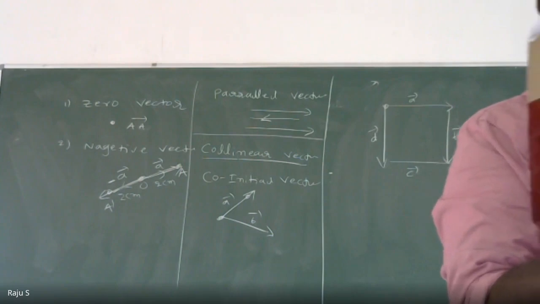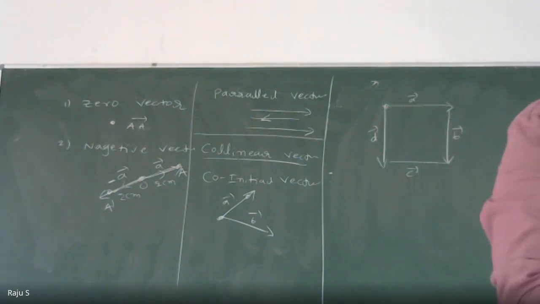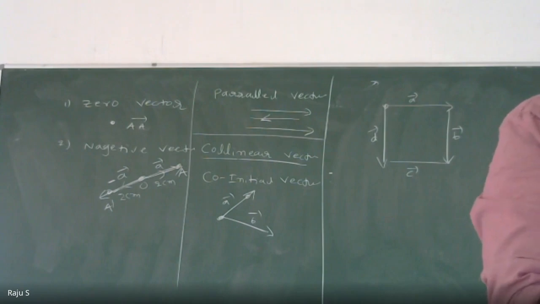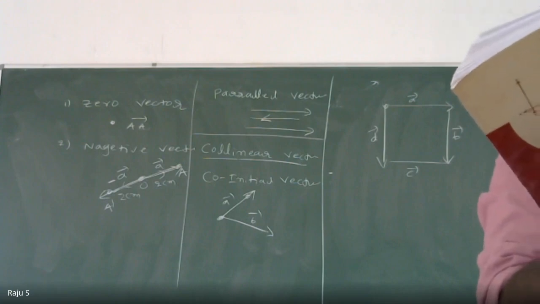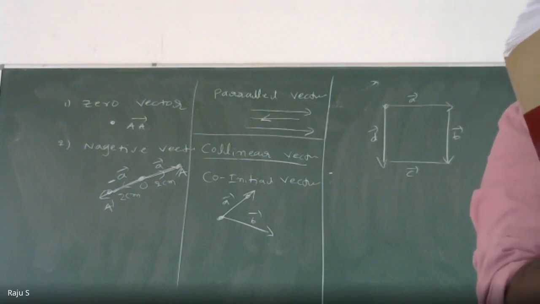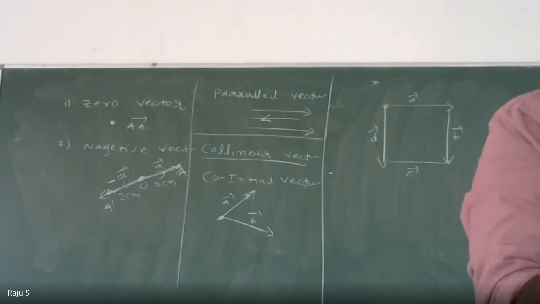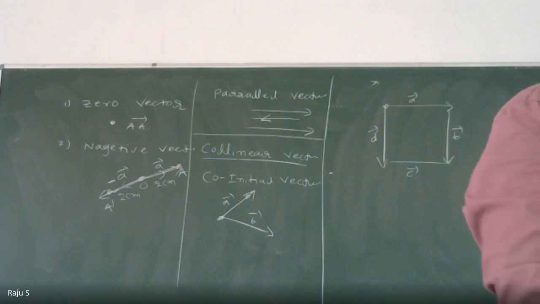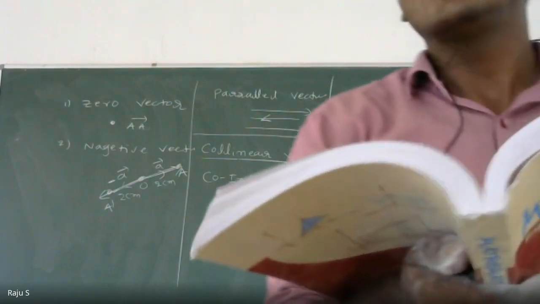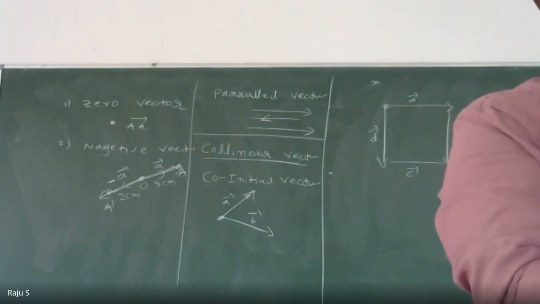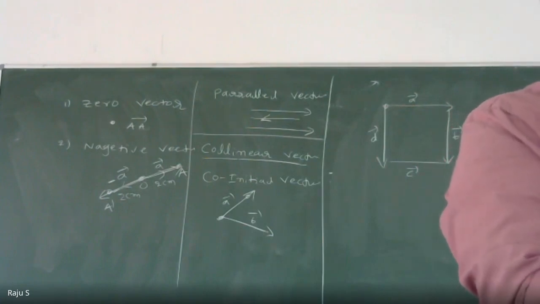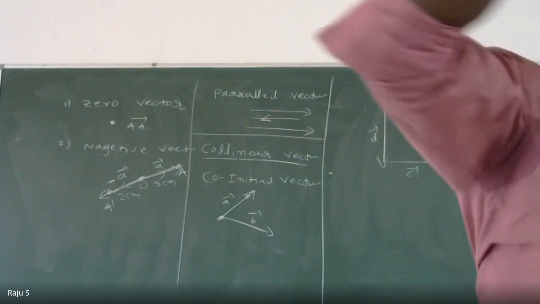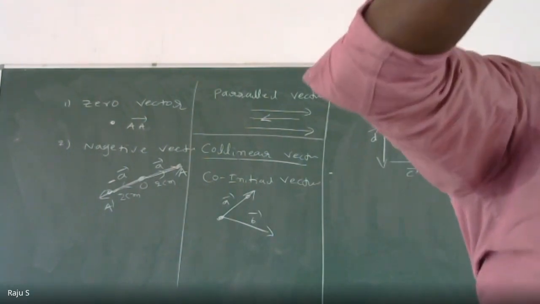Okay students, what are the co-initial vectors? Co-initial: A and D. A and D are co-initial. Yeah, next, equal. D and then what about A and C? Equal? No. Okay, then what are the collinear but not equal? A, C. Because collinear means parallel but not the same direction.